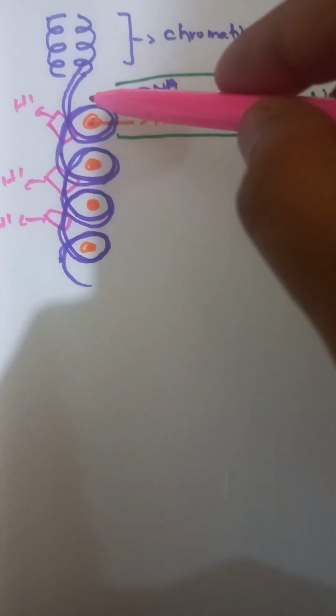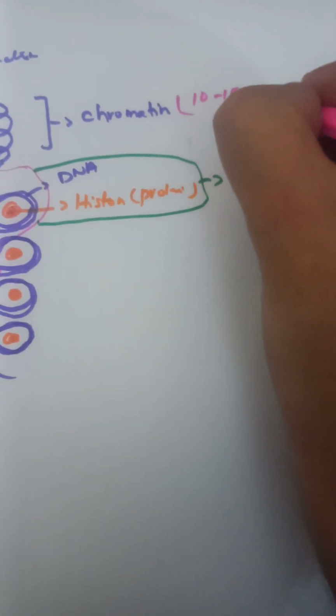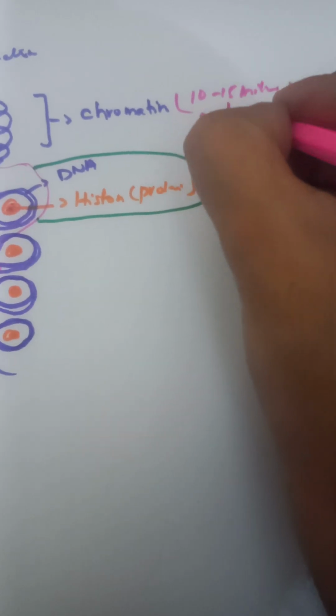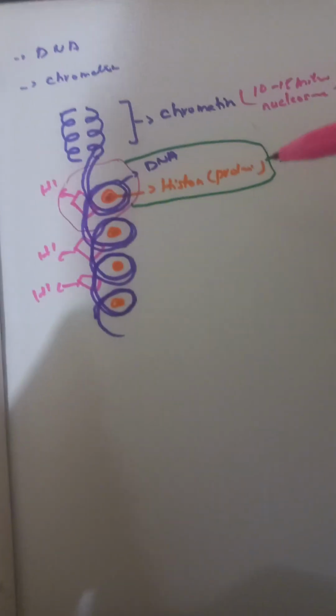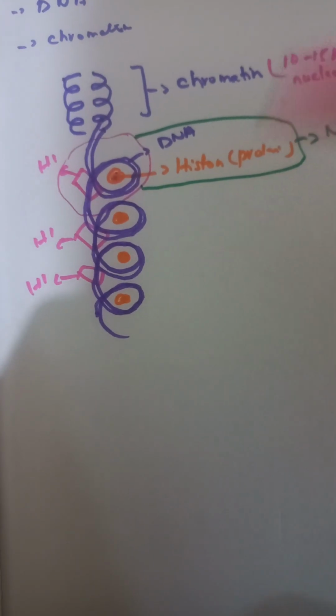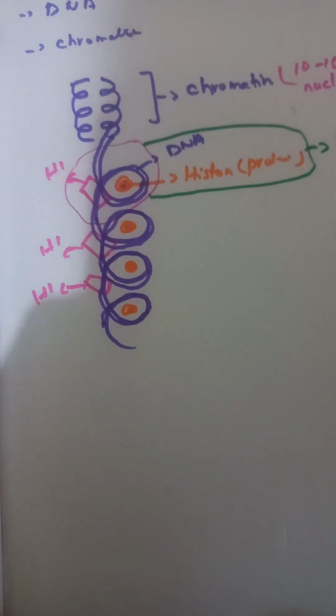Okay, so now can we say only this structure is a chromatin? No, we cannot say that this whole structure is a chromatin, because why? Chromatin includes 10 to 15 million nucleosomes. I have made just 4 nucleosomes here, but actually a chromatin includes 10 to 15 million. Okay, so now this whole structure is a chromatin.